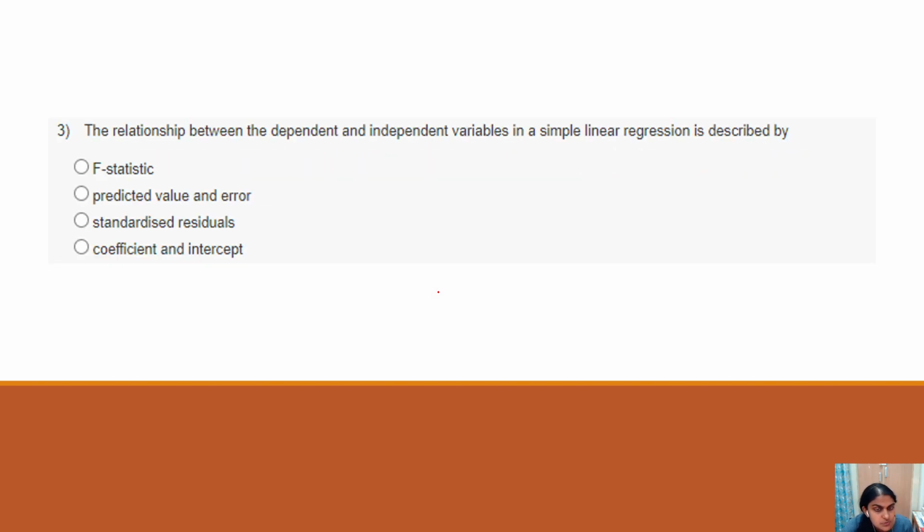The relationship between the independent and dependent variable in a simple linear regression is described by. This is ABCD, you can give the answer. Okay, yeah, the answer is right. D, coefficient and intercept.